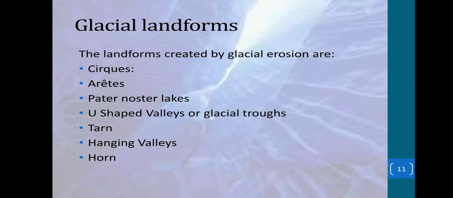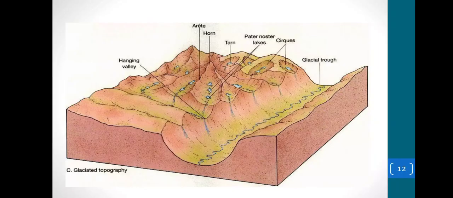We have also the glacial landforms. The landforms created by glacial erosion are cirques, arêtes, paternoster lakes, U-shaped valleys or glacial troughs, tarns, hanging valleys, and horns. This is also the illustration of the terms that I have mentioned.